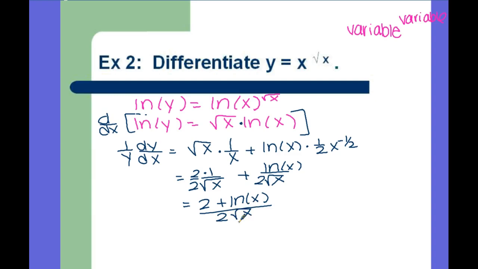So where does the 2 come from? I multiplied by 2 over 2 to create a common denominator. What do I have to get rid of that is still happening over here? Yeah, I don't want that 1 over y as part of this. So I'm going to multiply both sides by y. But y is really x to the square root of x.